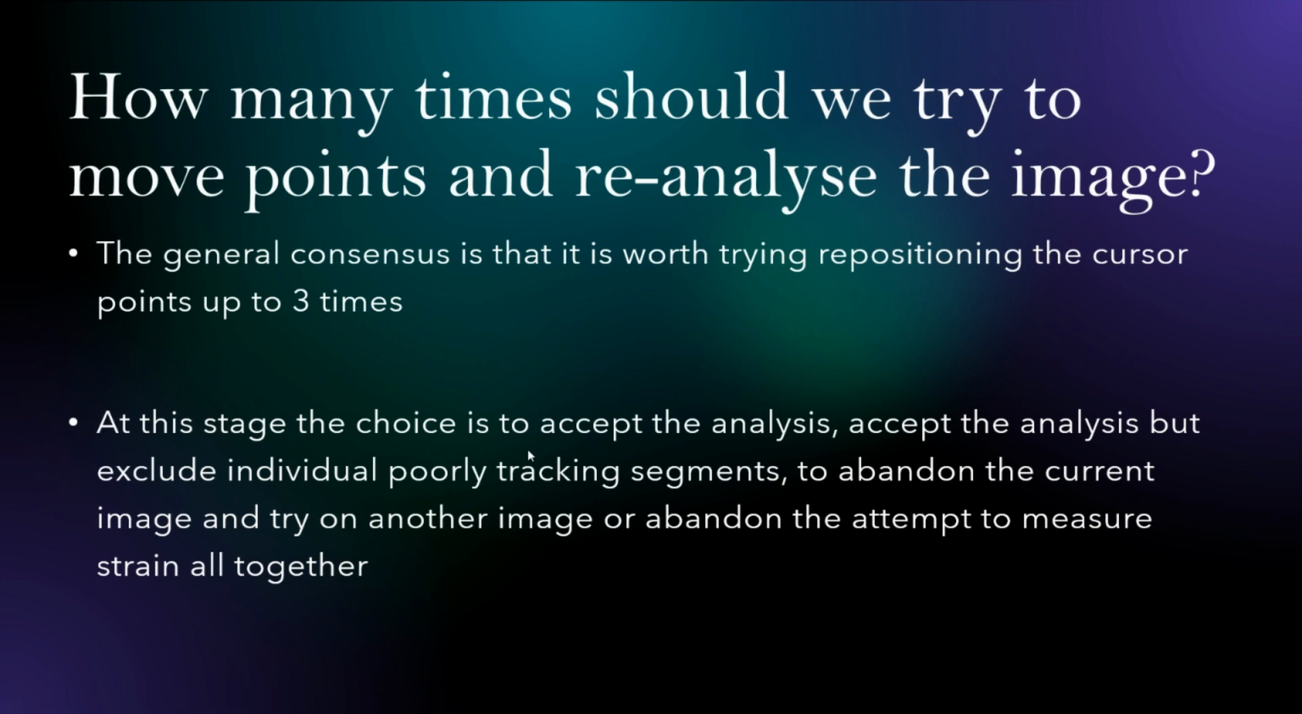One question is, how many times should we try and reanalyze an image? The consensus is up to about 3 times. At this point, we've got different options. We think, well, I'll accept it even though it's not great. It might have a point that's not tracking great, but okay. We can potentially exclude poorly tracking segments, or we could also just abandon and attempt another image, or just abandon the attempt to measure strain altogether.